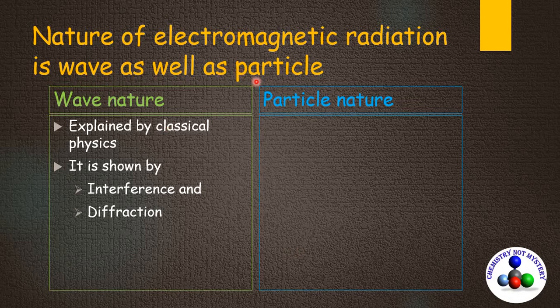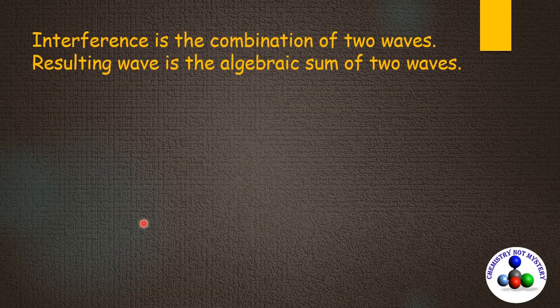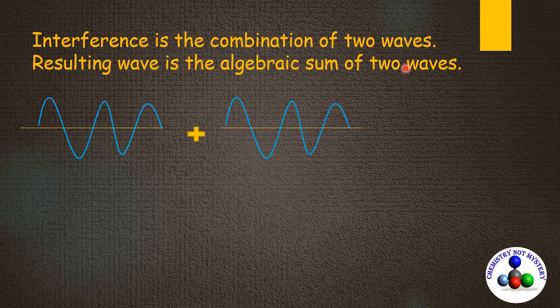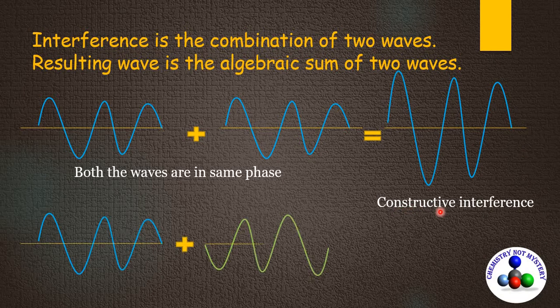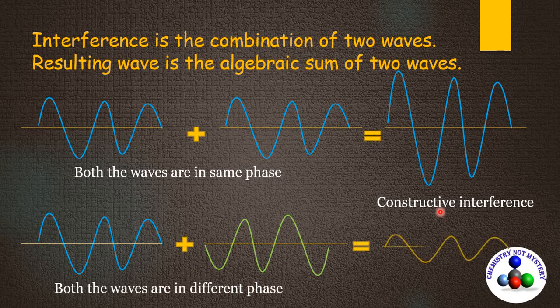You can observe its wave nature by interference and diffraction. Interference is the combination of two waves, and the resulting wave is the algebraic sum of two waves. For example, when both the waves are in the same plane, then they combine to form a bigger wave. And this type of interference is called constructive interference. If both the waves are in different planes, then they combine to form a smaller wave. And this kind of interference is destructive interference.